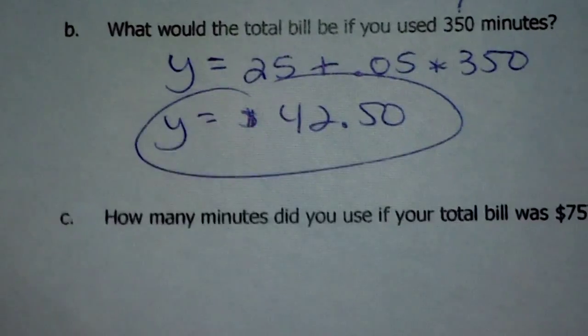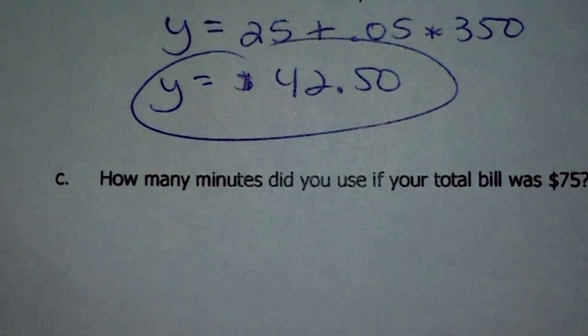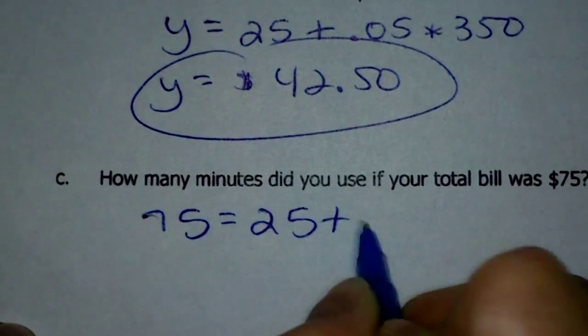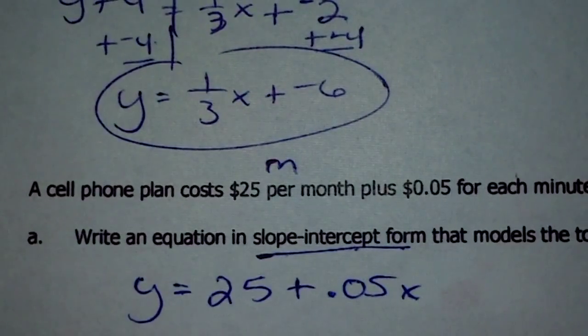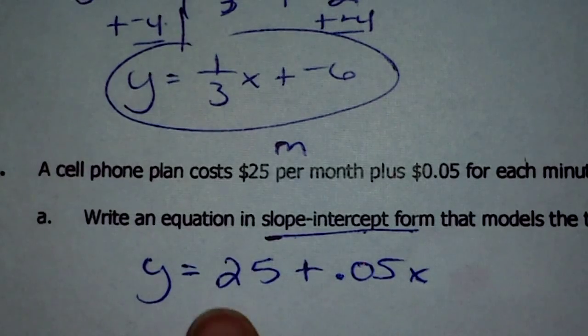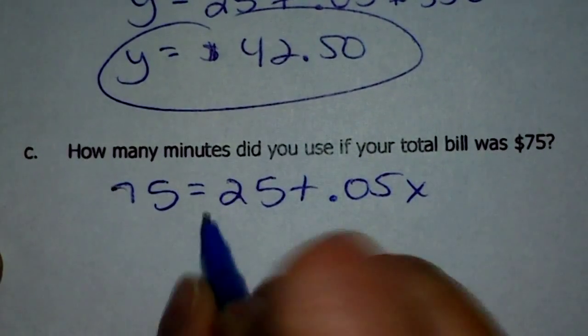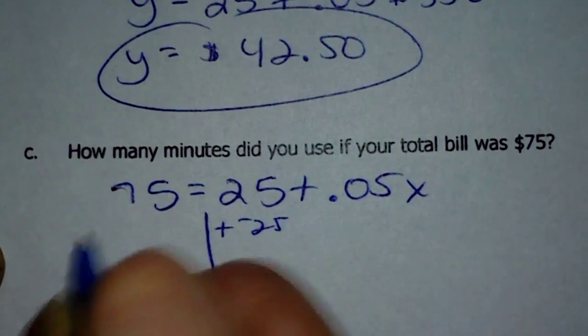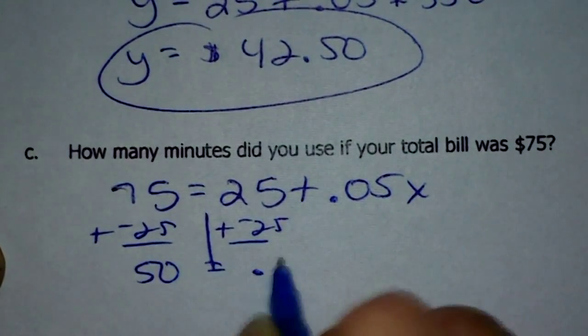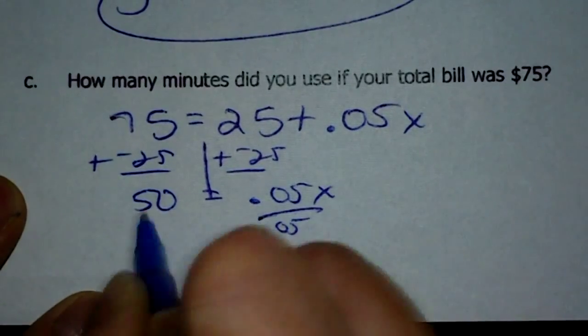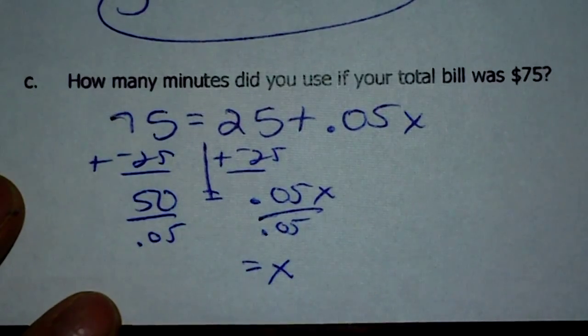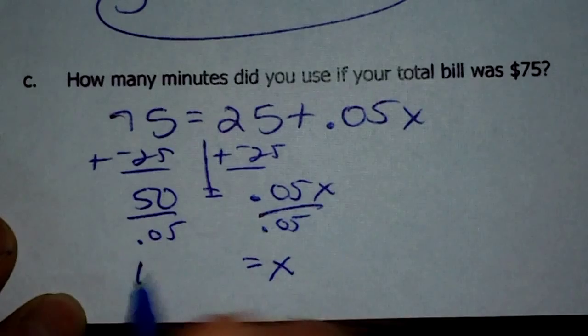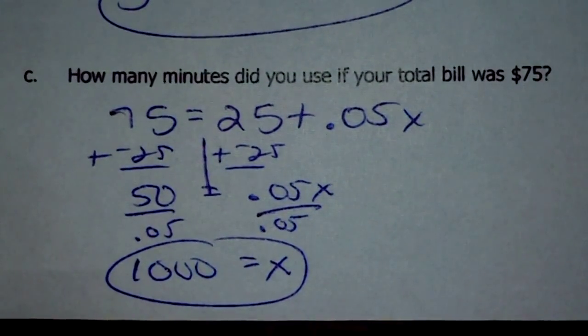All right, now letter C is a little bit different. It asks you, how many minutes did you use if your total bill was 75? So remember, Y is your total bill, right? So now I'm saying that Y is 75. And I want to know how many minutes. So that means we're solving for X. So if you look back up to your original equation, Y equals 25 plus 0.05X. I'm now saying the total is 75. So we're replacing Y with 75 and now solving for X. This is just like a regular old two-step equation. So if I want X isolated, that means this 25 needs to go. I'm left with 50 equals 0.05X. You divide by that 5/100, and we find out, if you take 50 divided by 5/100, you get 1,000. So 1,000 minutes, $75. It's not too bad.